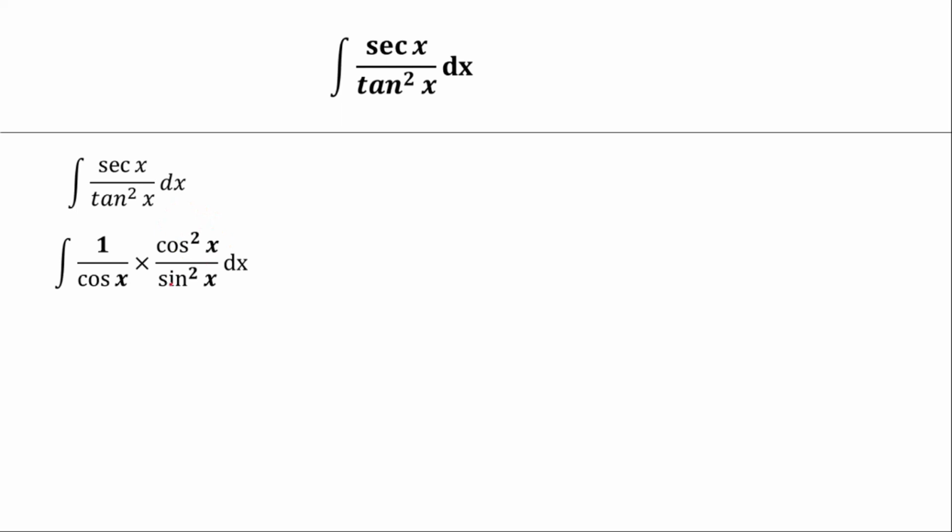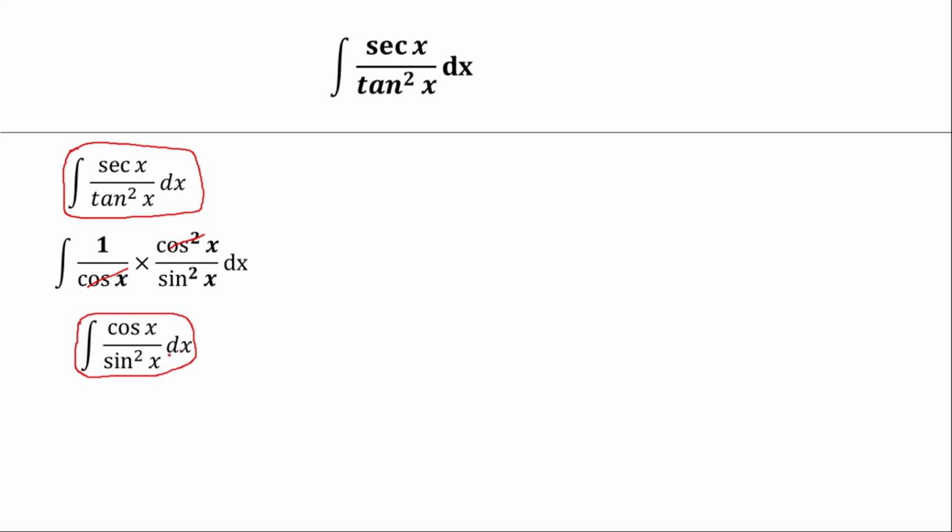Now when you get this in a simpler form, we try to make it simpler before we apply the substitution rule. So as you can see, we can take one of these cos x here, so we'll be remaining with only cos x. When you do that correctly, you're going to get the integral of cos x over sin squared x dx. So as you can see, this whole question has been reduced to this question. So now we've reduced it to the simplest form.